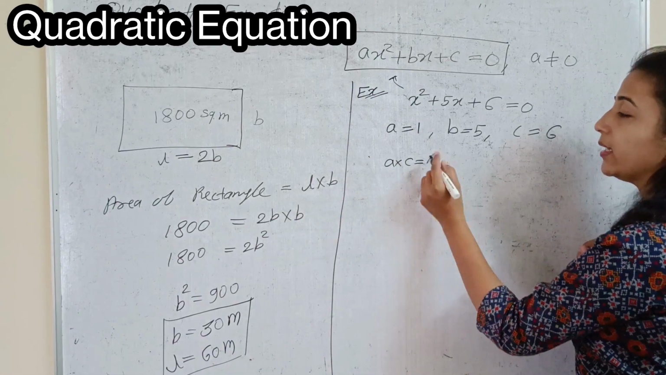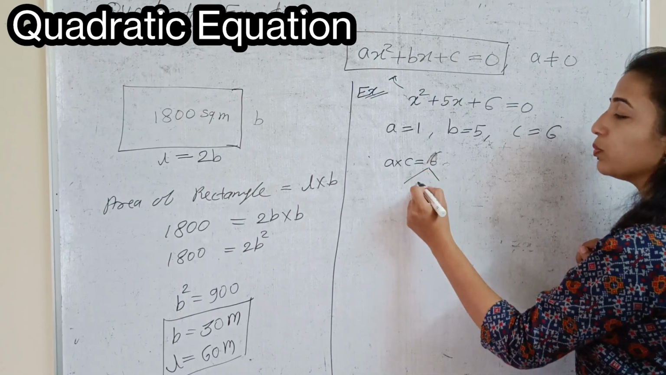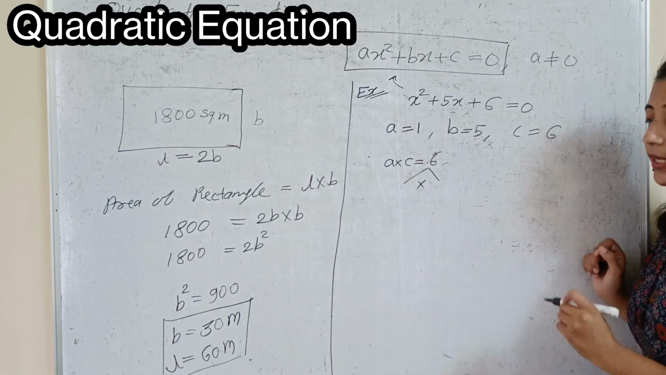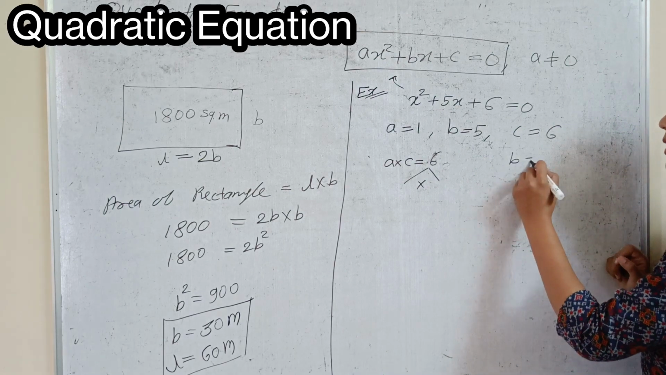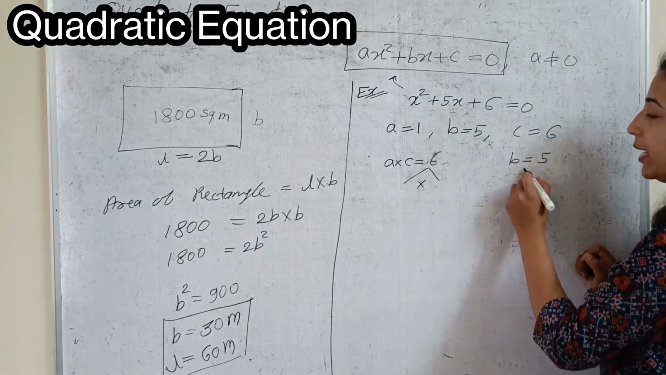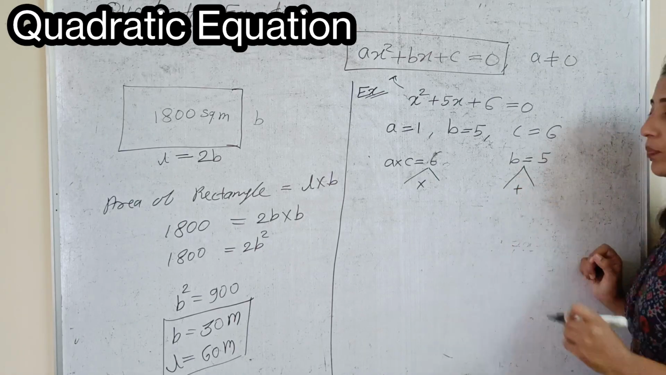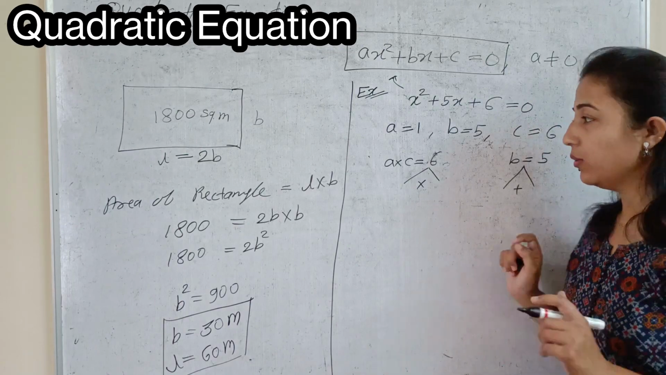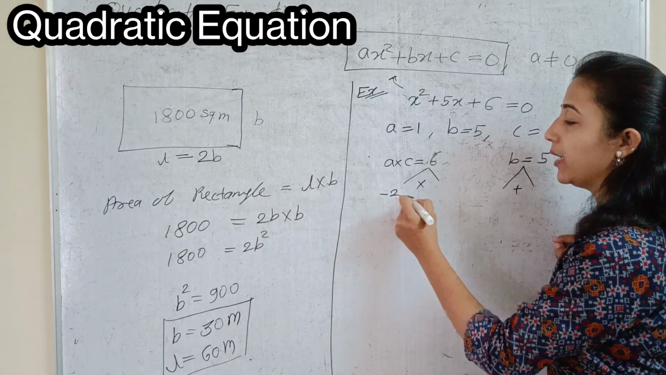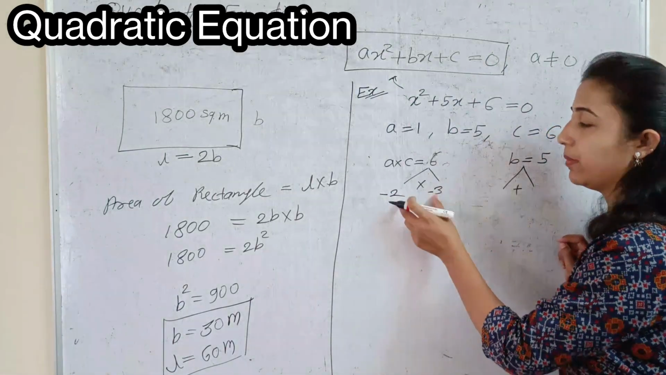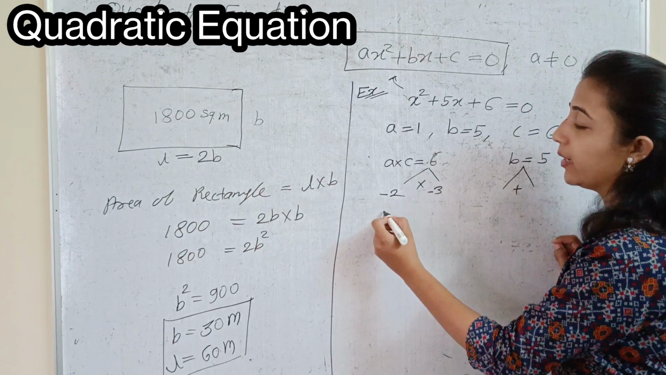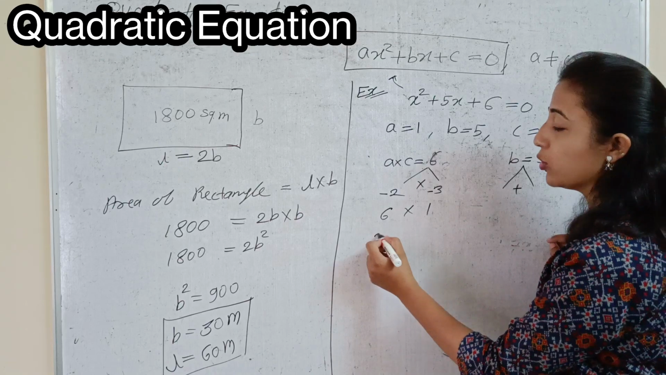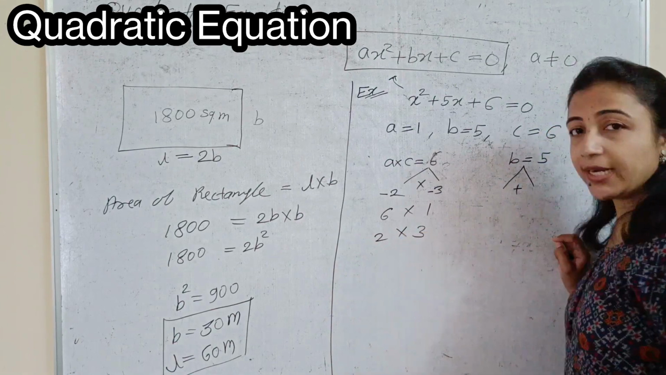So we have to find numbers whose product is 6. There are many such numbers, and then we have to check that their addition must be the middle term. So addition is the middle term. How do we find the numbers? If we take minus 2 multiplied by minus 3, it becomes plus 6. If we take 6 multiplied by 1, again it is 6. If we take 2 into 3, again we get 6.